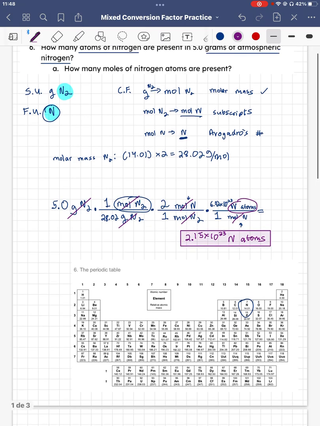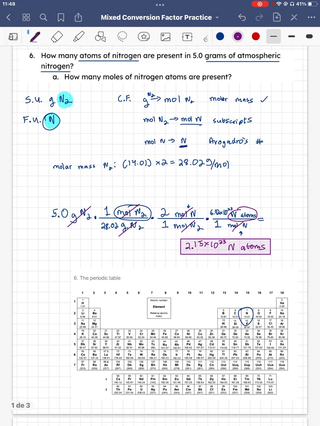All right, very good. And then question A, how many moles of nitrogen atoms are present? Well, that's going to be that same work, just stopping right here to end up in just moles of N. And so that will be 0.357 moles of nitrogen atoms.